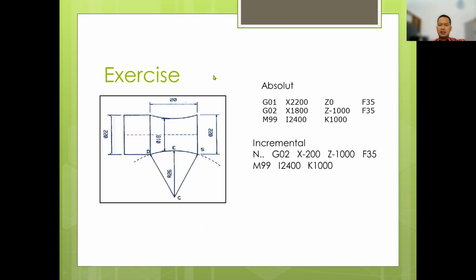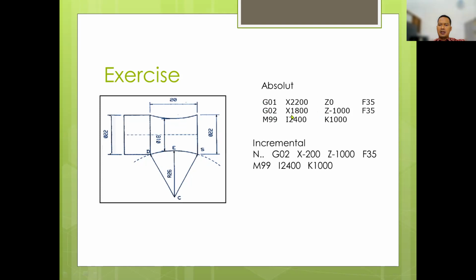Also for this one, the programming of the circle here, you see C is the center of the circle, and S is the starting point, and E here is the end point on the first, and D is the last point, the end point on the second. And then how to make the programming here.